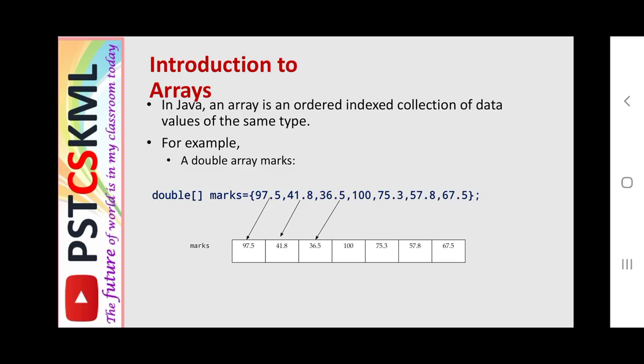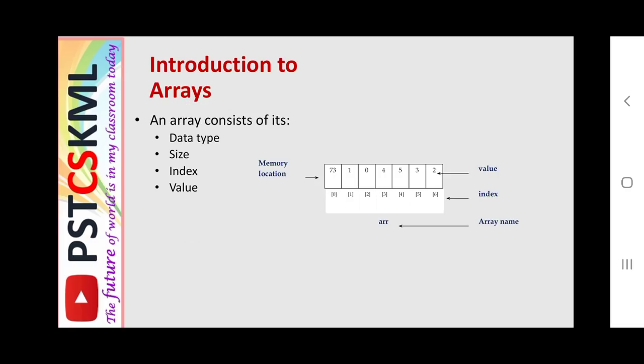There are 0, 1, 2, 3, 4, 5, 6 index, 0 until 6. But the total size of this array would be 7 because we have 7 values inside there. So the total for this array is 7 values. Okay, an array consists of its data type, size, index and value.